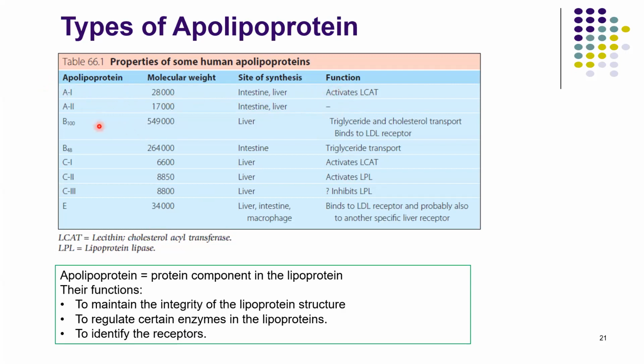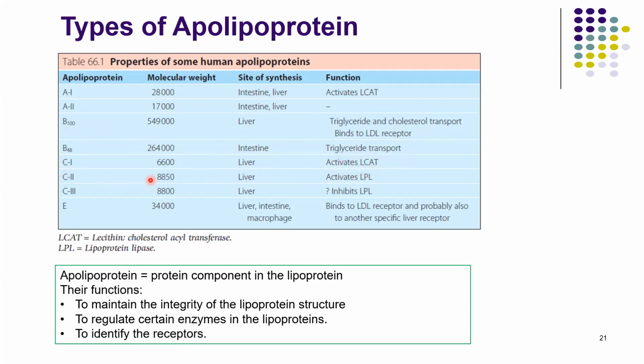And then you have the B100, for triglyceride and cholesterol transport, which binds to the LDL receptor. So actually the LDL receptor will recognize B100. B100 will bind to the LDL receptor. And then C1, for triglyceride transport, also activates the LCAT.